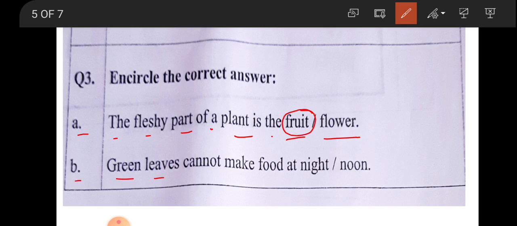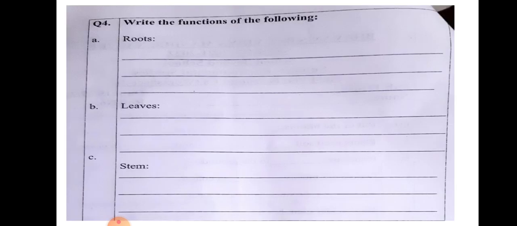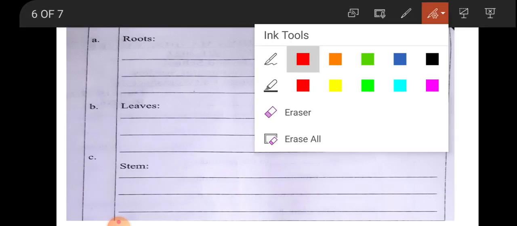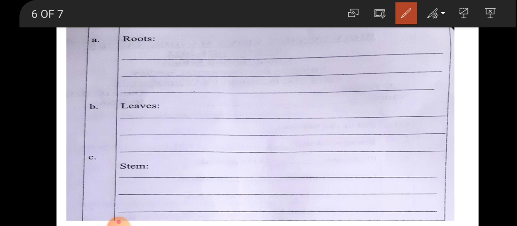Next, green leaves cannot make food at night or noon. Yes, I told you at night they cannot make because there is no sunlight. Question number 4. Yes, we have to write the functions of the roots, leaves and stem. So we'll write point wise. Number 1, we will write roots, R-O-O-T-S, roots.